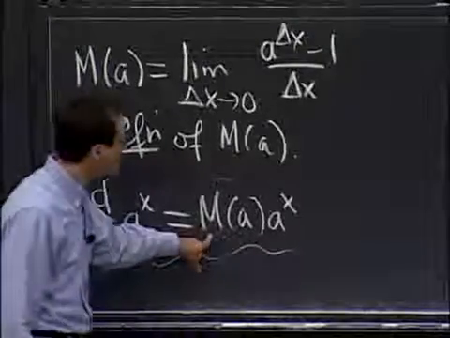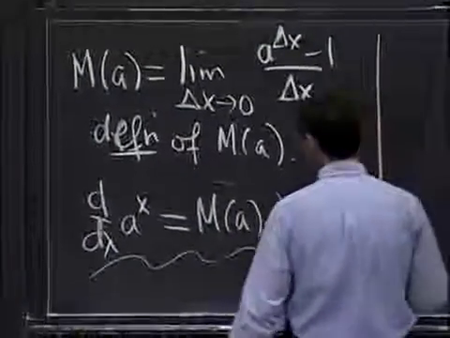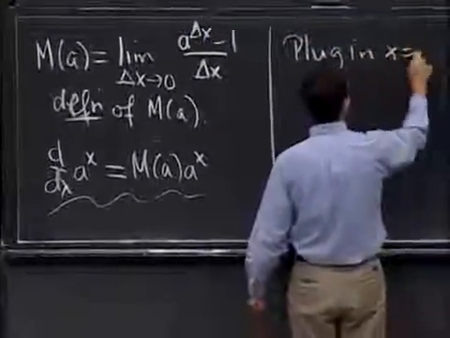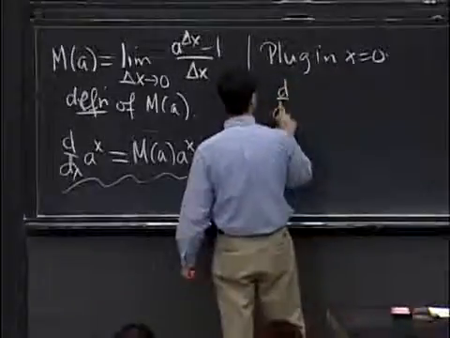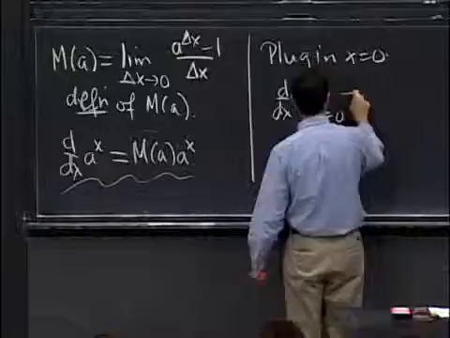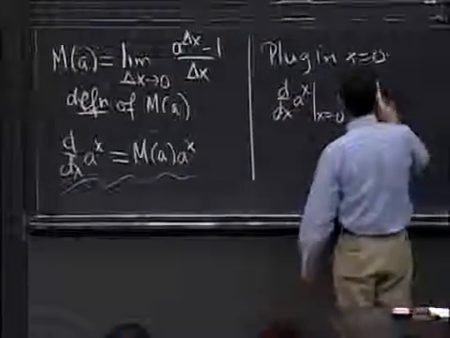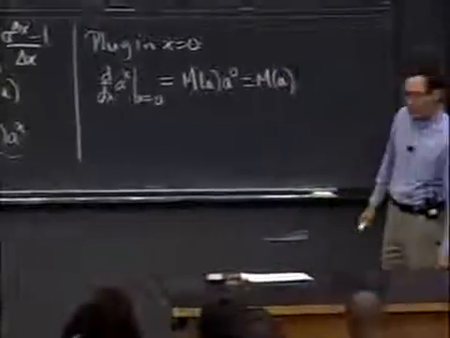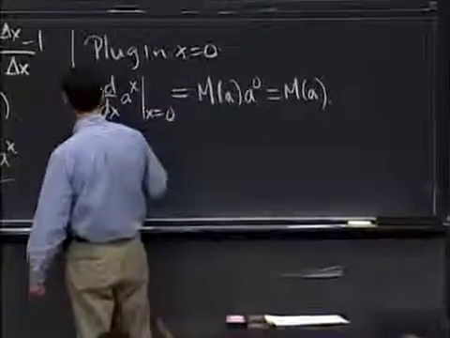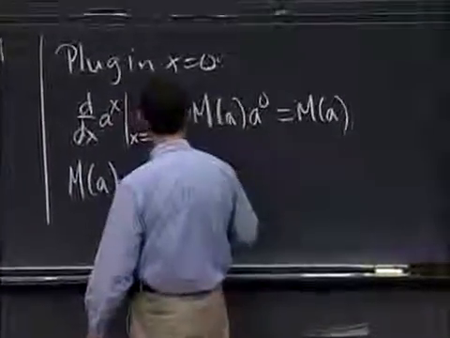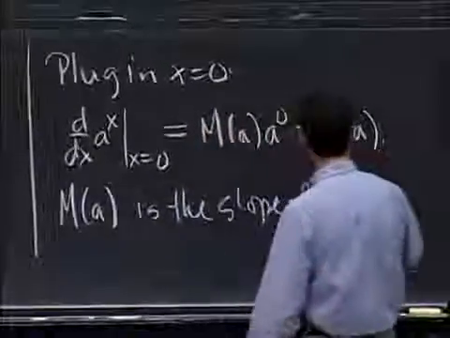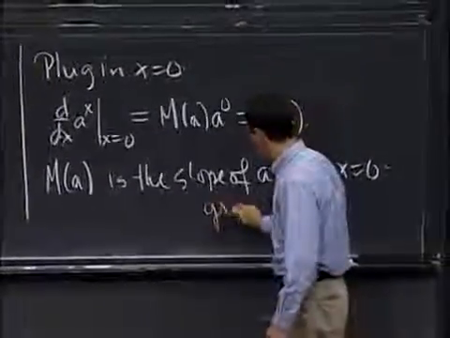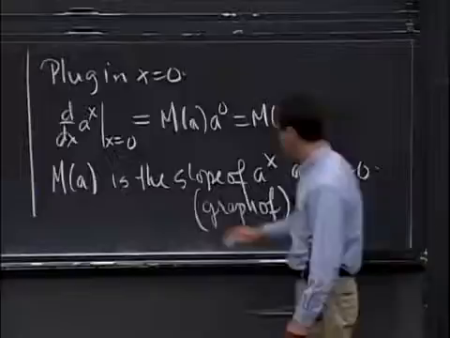Now let me point out two more things about this number m of a. First of all, if I plug in x equals 0, that's going to be d by dx of a to the x at x equals 0. According to this formula, that's m of a times a to the 0, which is, of course, m of a. So what is m of a? m of a is the derivative of this function at 0, so m of a is the slope of the graph of a to the x at 0.